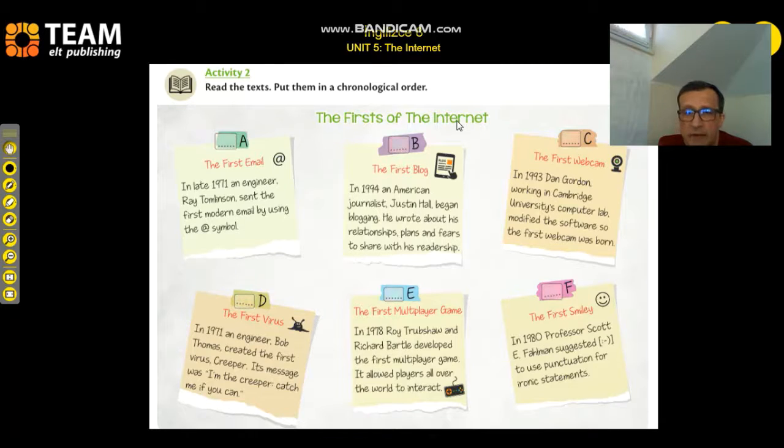The first smiley. Yes, first smiley in 1980, Professor Scott E. Fahlman suggested to use punctuation for ironic statements. Yes, ironic means, you know, anlamlı, belli bir anlam içeren, bir anlam ifade eden, or sometimes dalgacı, güldürücü, dalgacı ifadeleri noktalama işaretleriyle kullanmayı önerdi ilk defa.